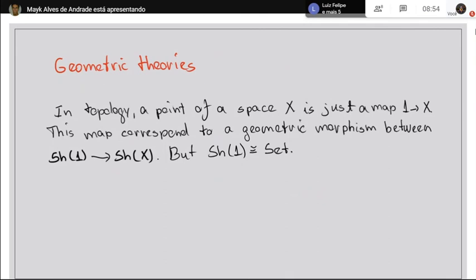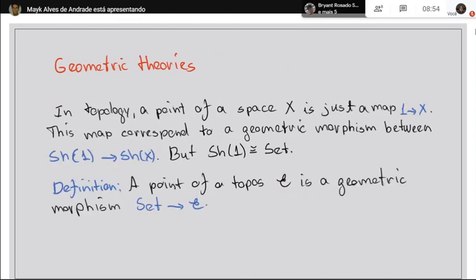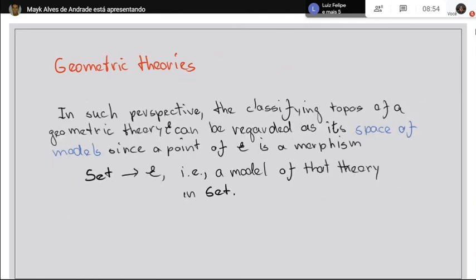And in topology, a point of a space X is just a map from one, the terminal topological space, to X. This map corresponds to a geometric morphism between the sheaves on one and the sheaves on X. But sheaves on one is isomorphic to Set. So this gives us a definition. A point of a topos is a geometric morphism from Set to A. I'm only saying that because in such perspective, the classifying topos of a geometric theory E can be regarded as its space of models, since a point of E is just a geometric morphism from Set to E. In extension, a model of that theory in the category of sets.